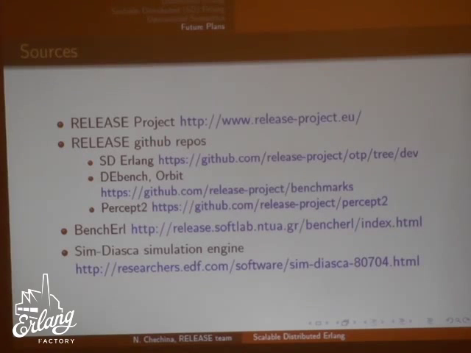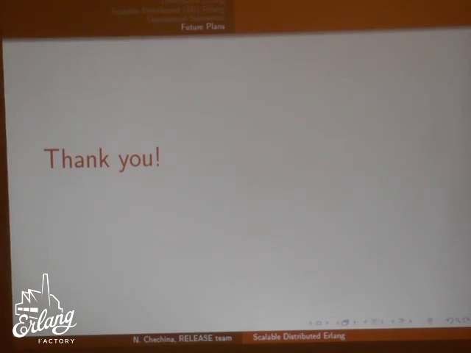Right, and scalability principles. These are some sources that we worked on. The RELEASE project, just some general information. We do public deliverables there, so if you're interested, do have a look. Then in GitHub, SD Erlang, of course, DE-Bench and Orbit. These are benchmarks that we worked on. Percept2 is a tool that Kent University works on. BenchErl we also use, that was developed at Uppsala University and ICCU in Greece. And SimDiasca, a simulation engine, is the work of EDF. And that's it. Thank you, and your feedback will be very much appreciated.